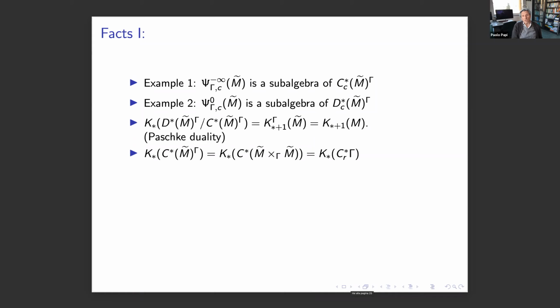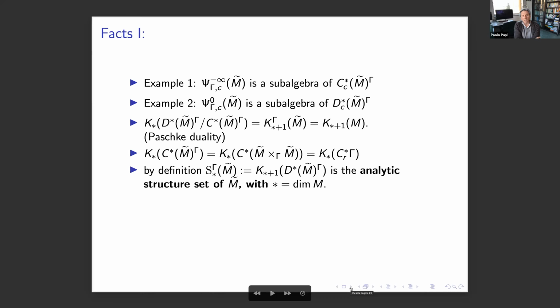Another piece of information is what I was explaining to Piotr, namely the Roe algebra is just the C star algebra of that groupoid. And we know from general theory that that is just the K theory of the C star algebra of the group. Okay, so this relates two terms in the sequence with known K theory groups.